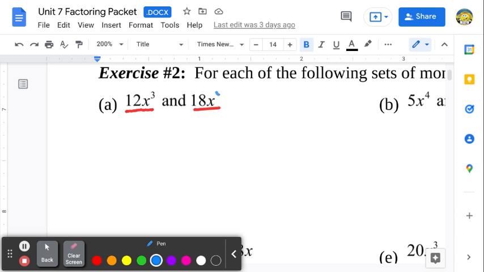So for the shortcut way, we have to find the biggest number that goes into 12 and 18. I know 2 goes into both. 4 does not. 6. So 6 is my biggest number. And my smallest exponent is right here, x. So the GCF is 6x.